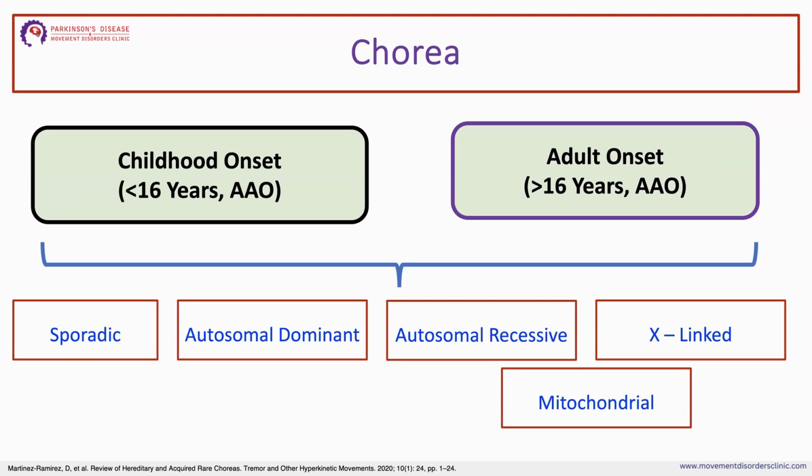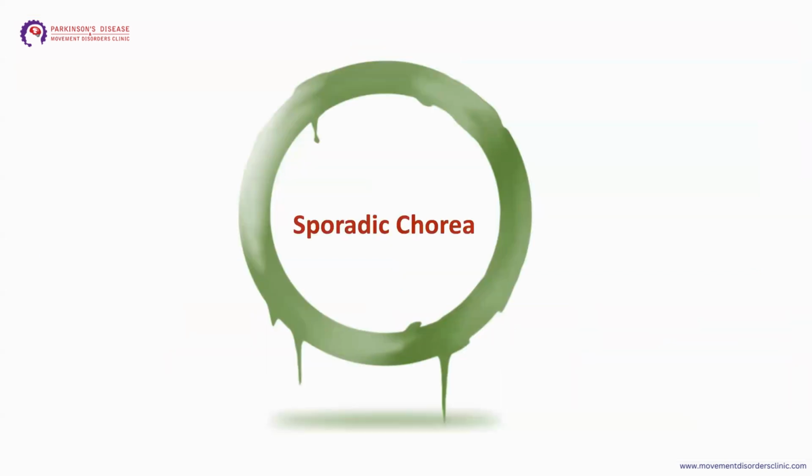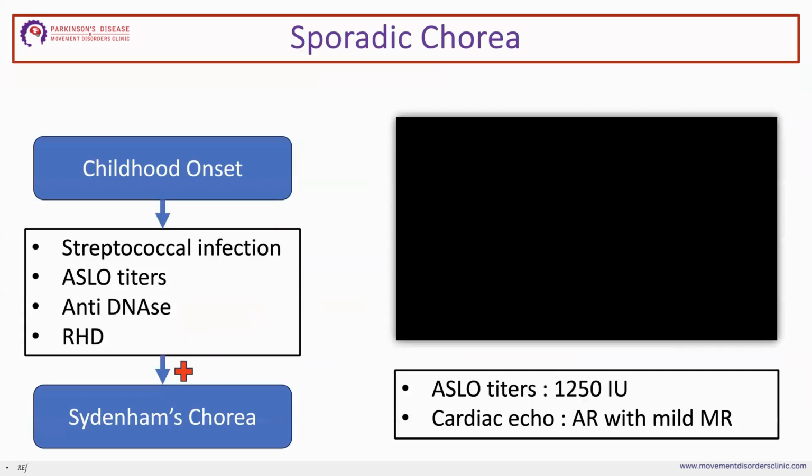So chorea, whether it is childhood onset or adult onset, we can broadly approach under the following categories. One is that they are sporadic, or they can be genetic forms. Genetic forms include autosomal dominant choreas, autosomal recessive choreas, X-linked choreas, or mitochondrial disorders. Now, I'll go through each one of them systematically so that we know what is involved in each one of them. So, coming to sporadic chorea.